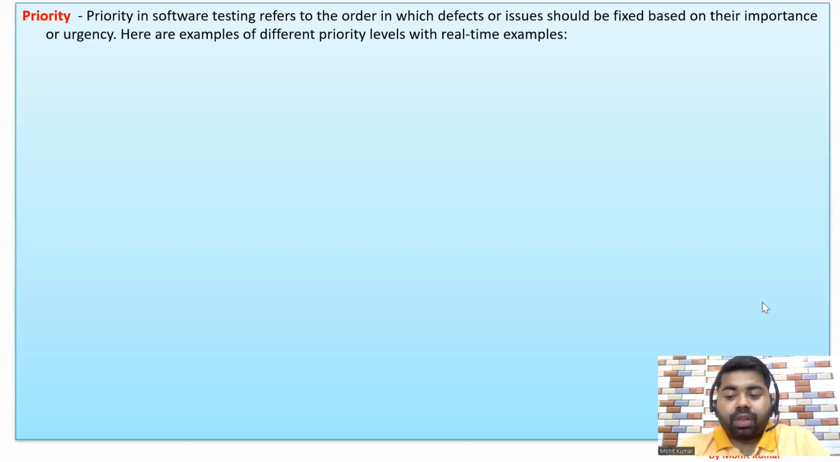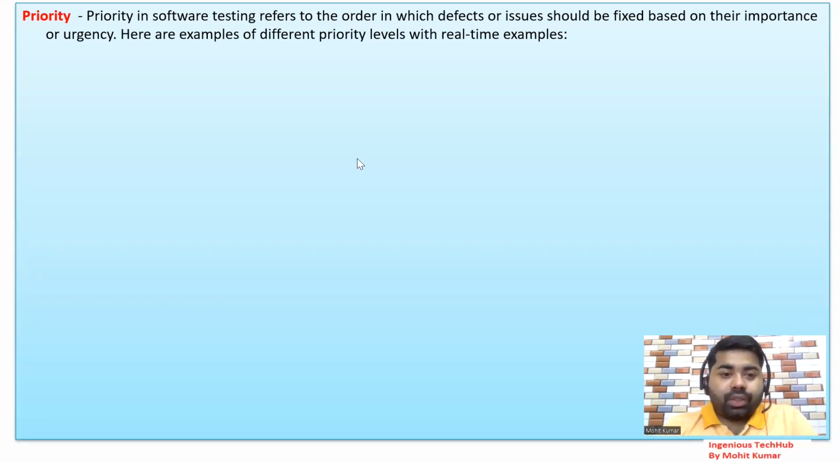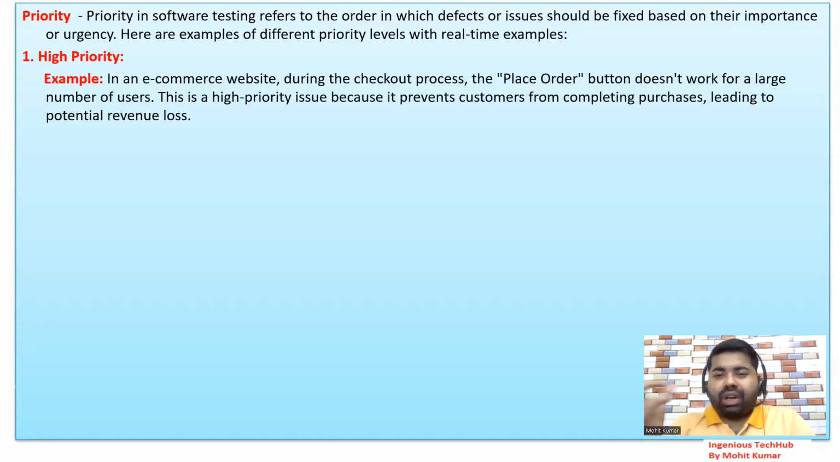Okay, understood, right? I will give you some examples also. You can relate with the previous example: highest priority, major, then low, and so on. I'll try to give another example as well. Highest priority means, for instance, I'm trying to place an order but the place order is not working at all. So the impact is that a huge number of customers are not able to use our application.